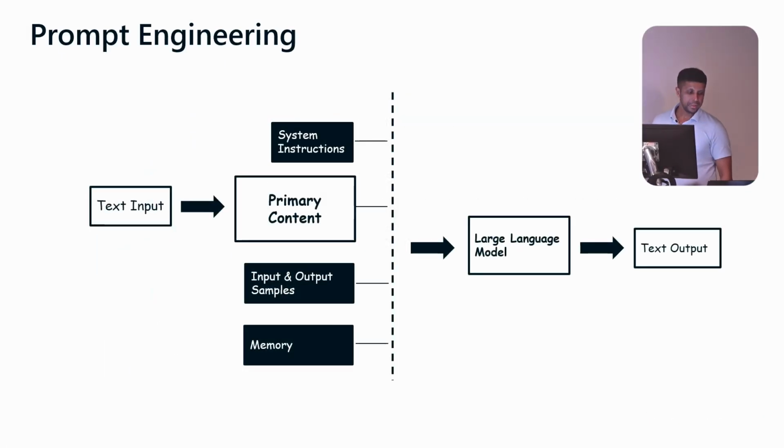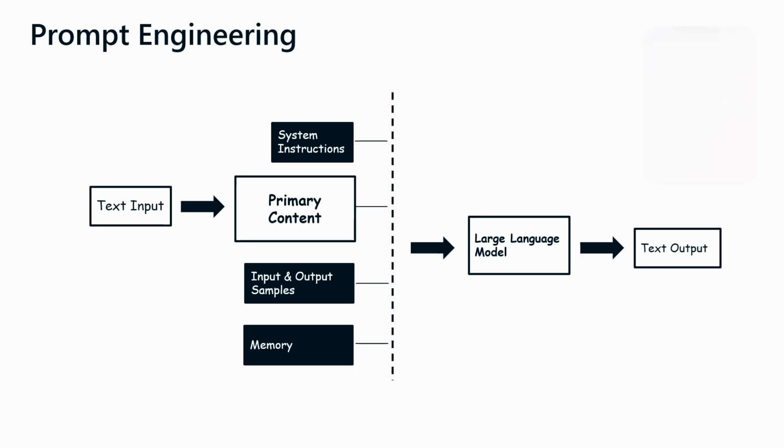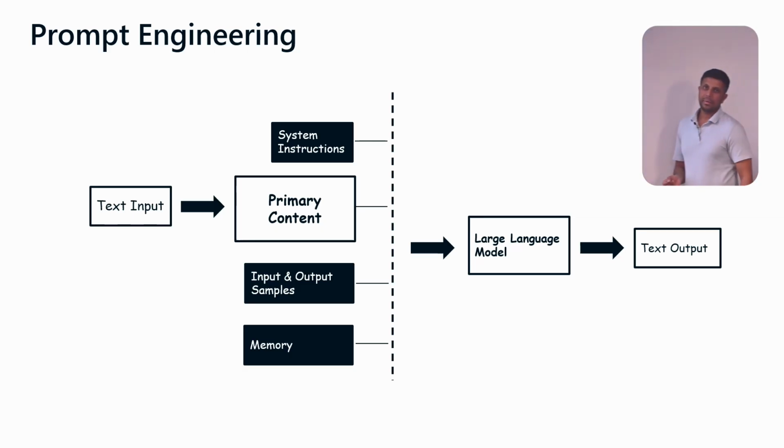And now let's talk about the techniques that we started applying to overcome these limitations and improve the quality of the responses. So first is prompt engineering, as you know. This is the primary flow, where you pass your text input, your primary content, to the large language model, and it generates the text output.